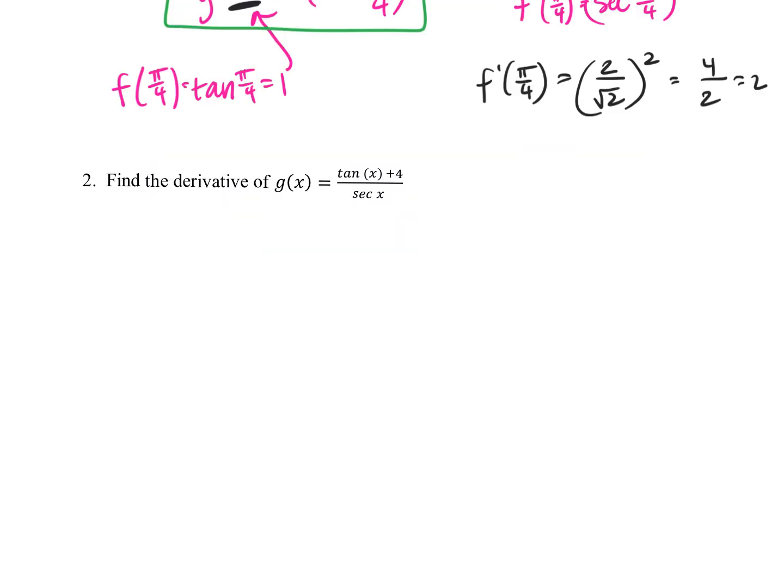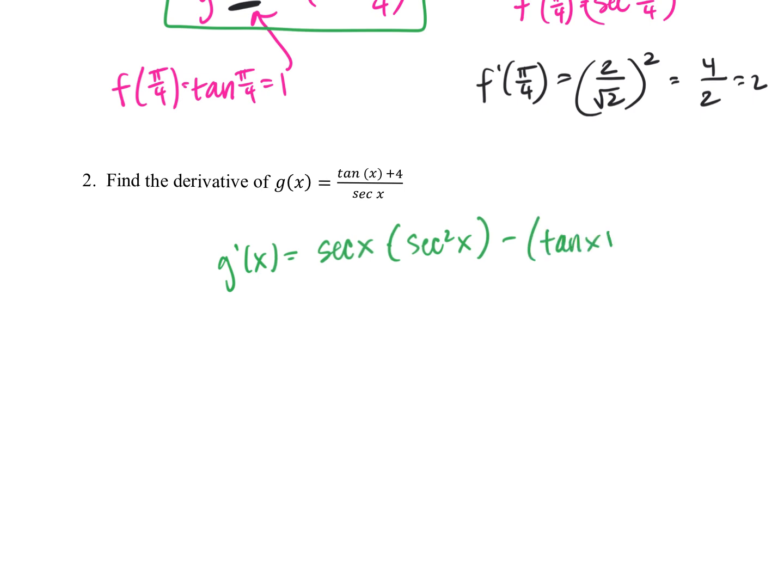Boom. We got to go quotient rule to find this derivative. Find the derivative of g. Here we go. What's my low? Secant. Thanks for the participation. I appreciate it, Bob. D high. Secant squared x. Derivative of 4. Very good. Low d high minus high. What's high?